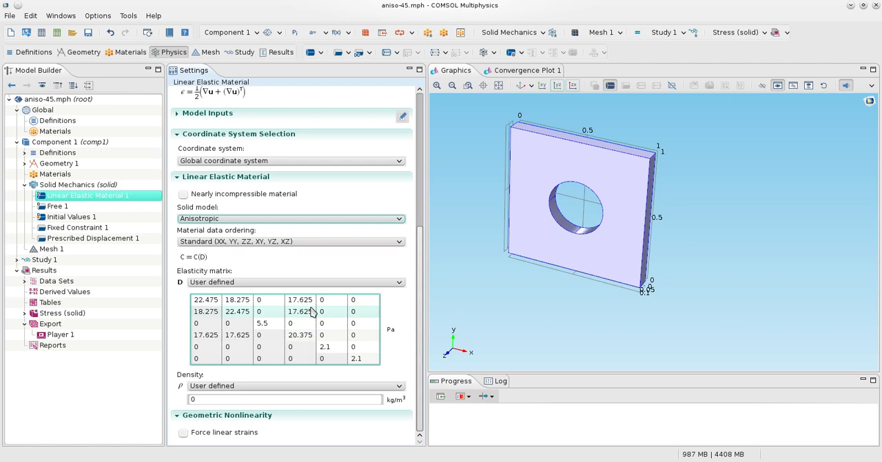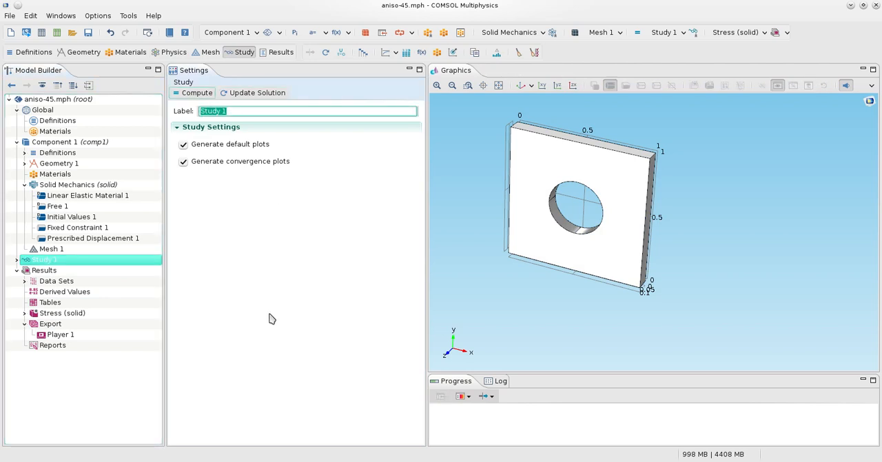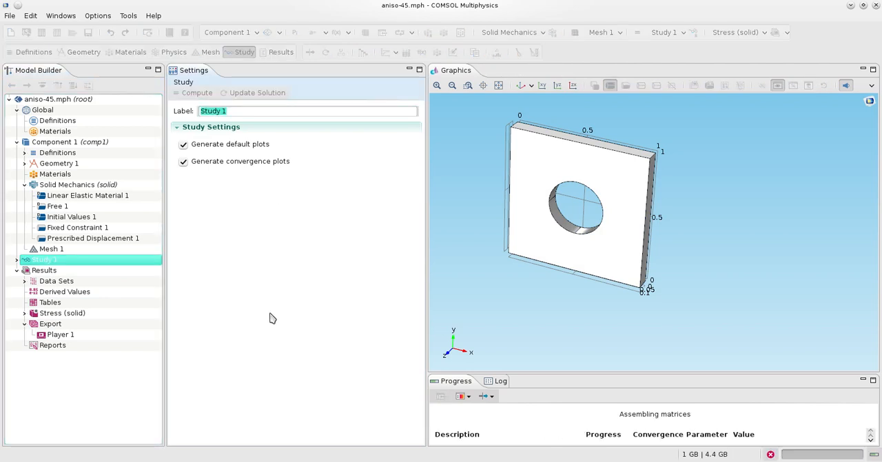Okay, so now let's see how that coupling comes into play. Remember, all I've done is, instead of making the fibers run in that direction, it's exactly the same material, but I've made the fibers run along the diagonal direction. Okay, so let's go ahead and first calculate the solution, or compute it, more correctly stated.